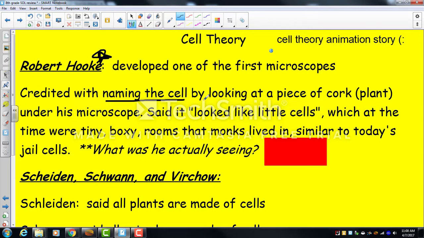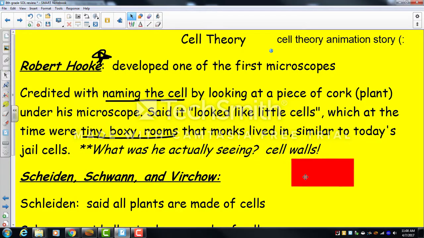Okay. He was looking at a piece of cork, which of course cork is a tree, so it is a plant. And he was looking at that under his homemade microscope, and he thought to himself, wow, this looks like little cells, what he was looking at. And of course, at the time, cells were tiny boxy rooms that little monks lived in, similar to what a jail cell looks like today. So what he was looking at, this picture, it looked like a bunch of little jail cells. So what was he actually seeing? Well, he was seeing all of those cell walls.